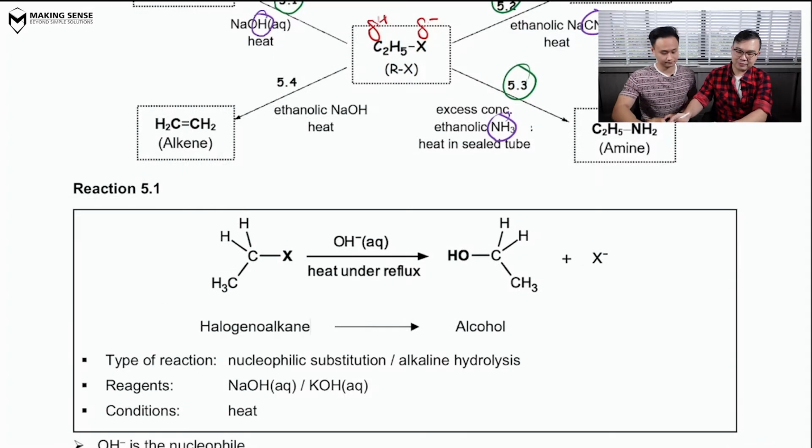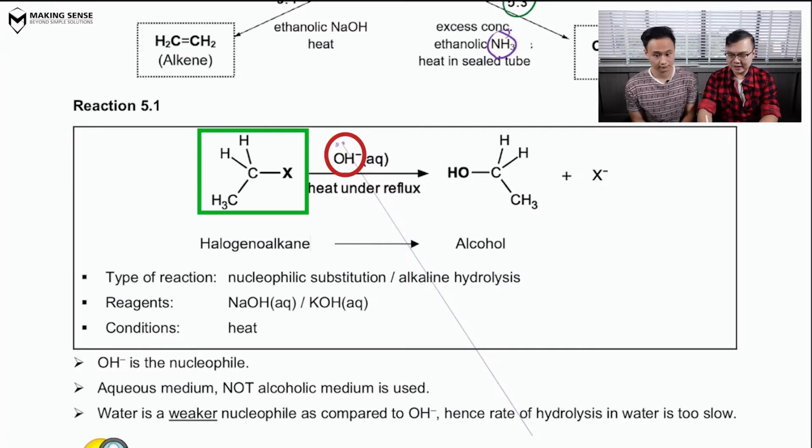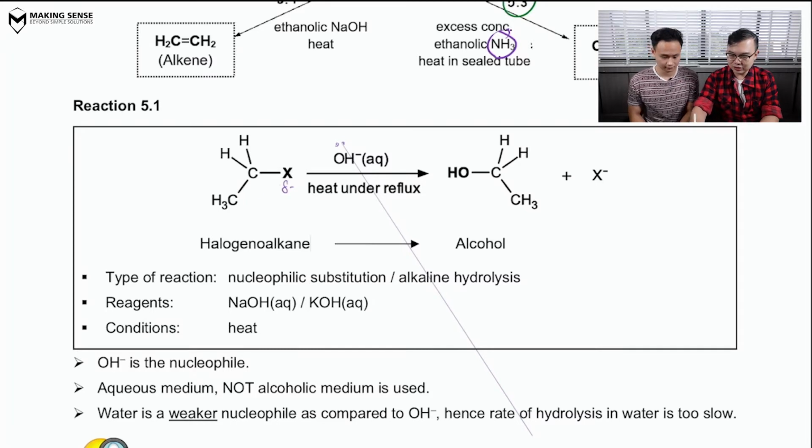Right, so reaction 5.1 to 5.3 are all nucleophilic sub. That's where you see a nucleophile coming in to attack the halogenoalkane. The reason why is because your X is electronegative, causing the C to be electron deficient. So as a result, you notice that the attack is going to happen. So the OH attacks the electron deficient carbon, causing the CX bond to break. So at the end of the day, you'll end up with an alcohol.